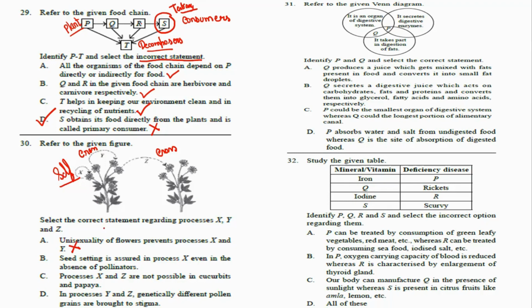Option B says seed setting is assured in process X even in the absence of pollinator. Yes, this is correct because X is self-pollination, right? In self-pollination, no transporter or pollinator is required, meaning the insect that carries the pollen, the wind, or whatever the agent may be. Nothing is required, so pollination will happen automatically. So this is the correct answer.